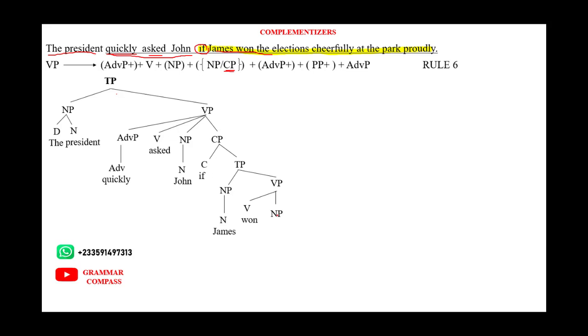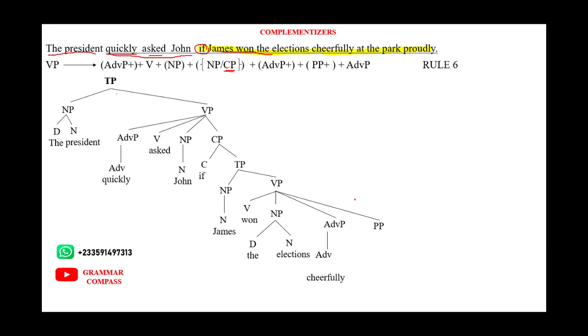This verb phrase consists of the noun phrase, the elections, and the elections consists of the determiner the, and then the noun elections. Now after the noun phrase, the elections, we can see an adverb phrase that is modifying the verb won. Therefore, we have an adverb phrase that consists of an adverb that is cheerfully. Apart from this adverb phrase that is qualifying the head word won, we also have a prepositional phrase that is also giving us information about the verb head.